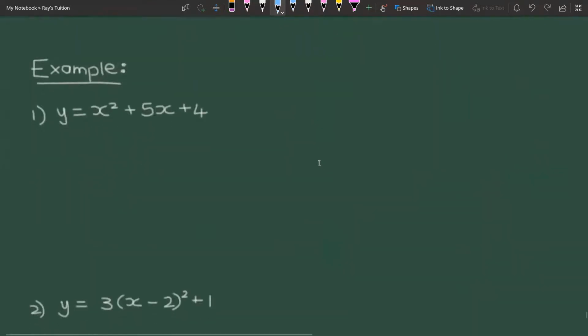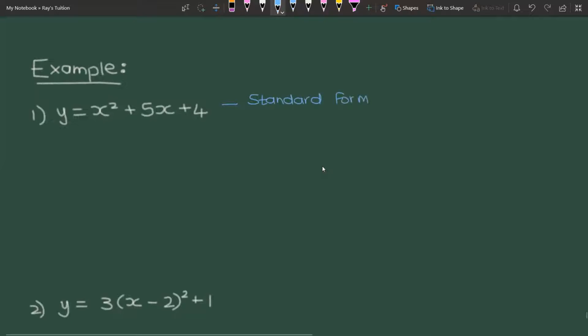So let us have a look at examples. Please pause it and attempt it before we go through it together. So here we have an example, and we're going to get the turning point, and we're going to say whether it's a minimum or maximum. So this here is in standard form.